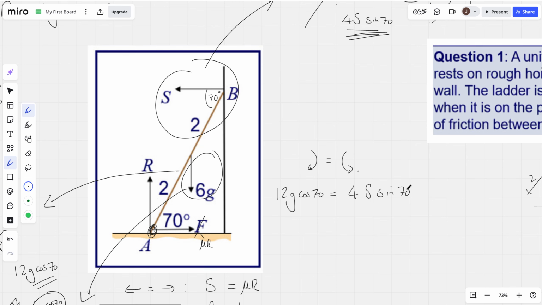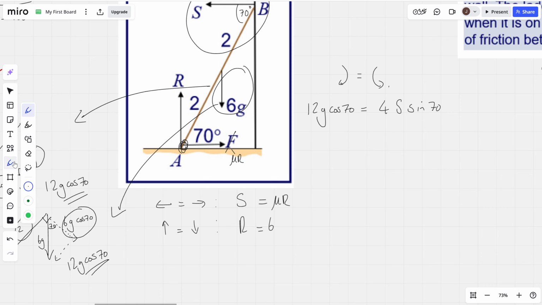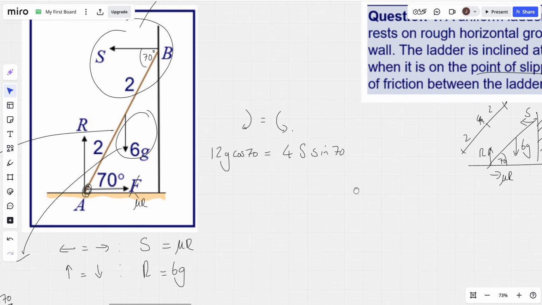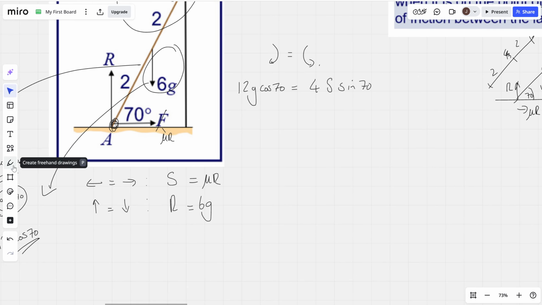And then, as we were doing before, it's a case of using everything together. I noticed I've dropped G on that one there. What's the goal in this question? So I've got 1, 2, 3 equations. Calculate the coefficient of friction. So this is the one that has the coefficient of friction in it. So I could rearrange that to say mu equals S over R. Mu equals S over R.